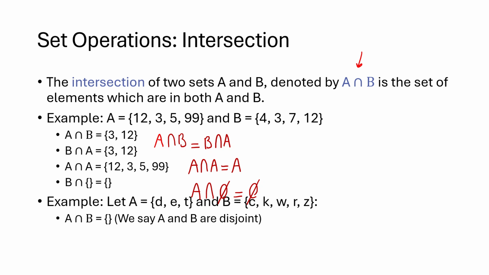Now, in the final example on this slide, we have two sets A and B. A contains three elements, namely D, E, and T, and B contains five elements, C, K, W, R, and Z. If you look at their intersection, they don't have any elements in common, which means that their intersection is going to be empty. And for these kinds of sets, where their intersection is empty, we call them disjoint. We say A and B are disjoint.